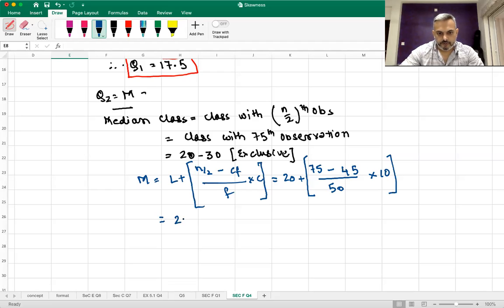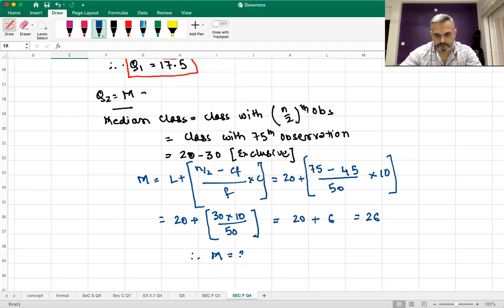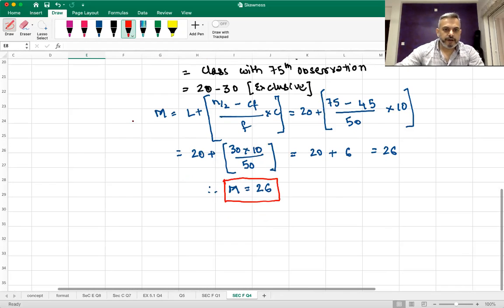which is equal to 20 plus 75 minus 45 is 30 into 10 divided by 50, equal to 20 plus 6 is equal to 26. Therefore, median is equal to 26. Now Q3.